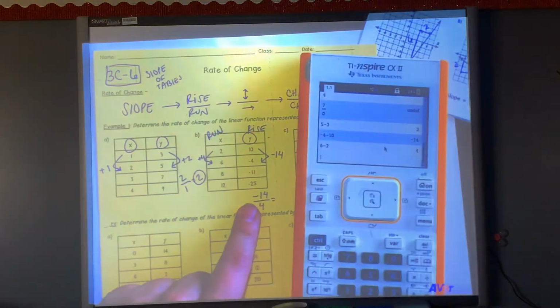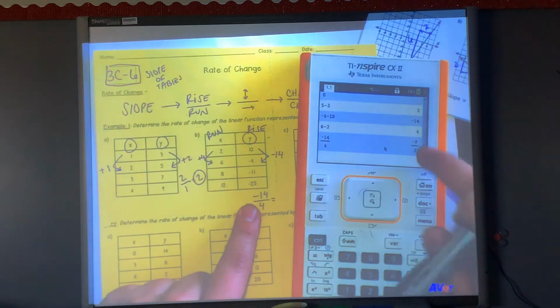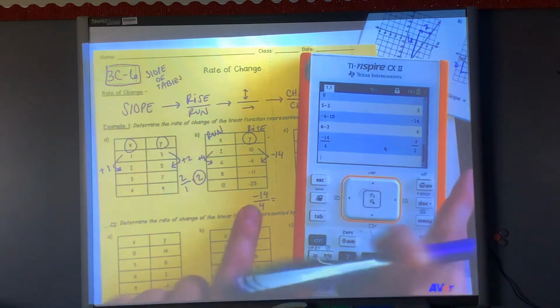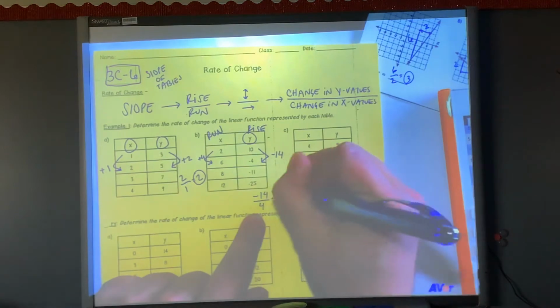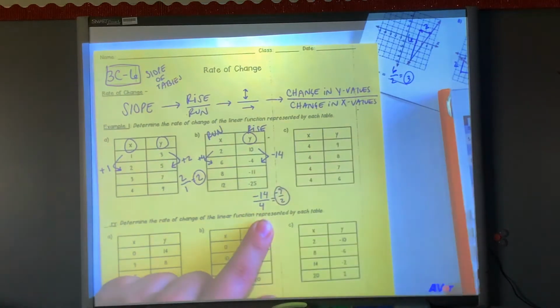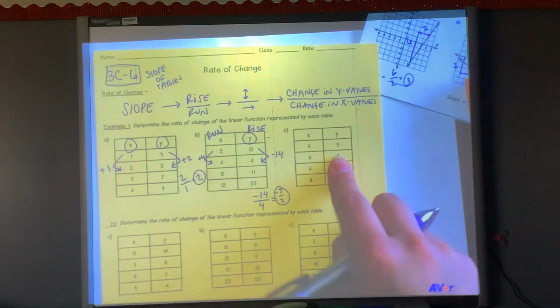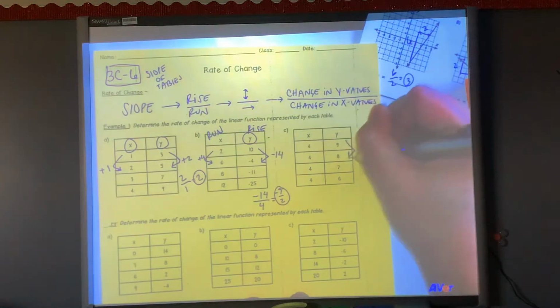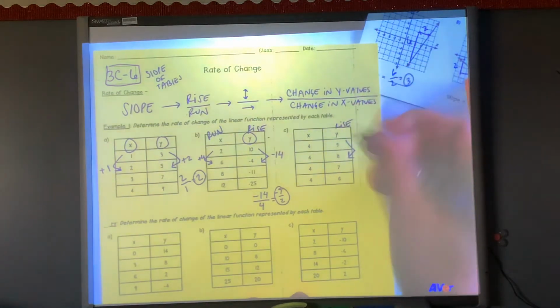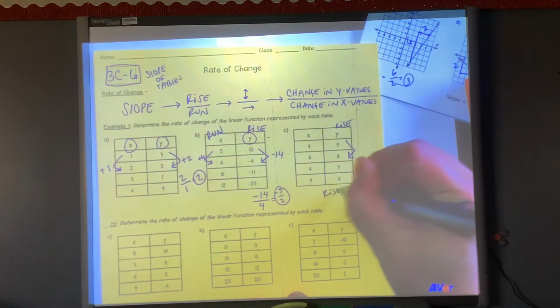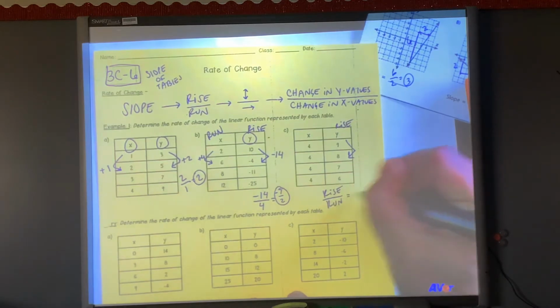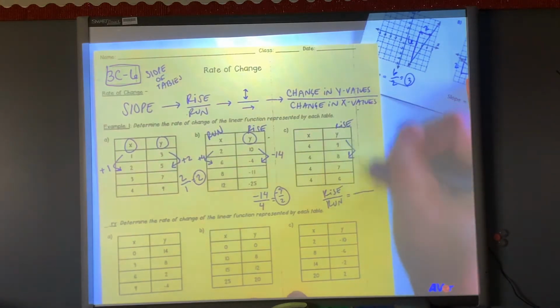-14 divided by 4, or over 4, you can say it either way, reduces down to -7 over 2, and you do need to reduce anytime you can, okay? All right, let's look at this one. So first we do the rise, which is the change in y values, over the run. So whatever number we get for here is going to go up here, from 9 to 8.